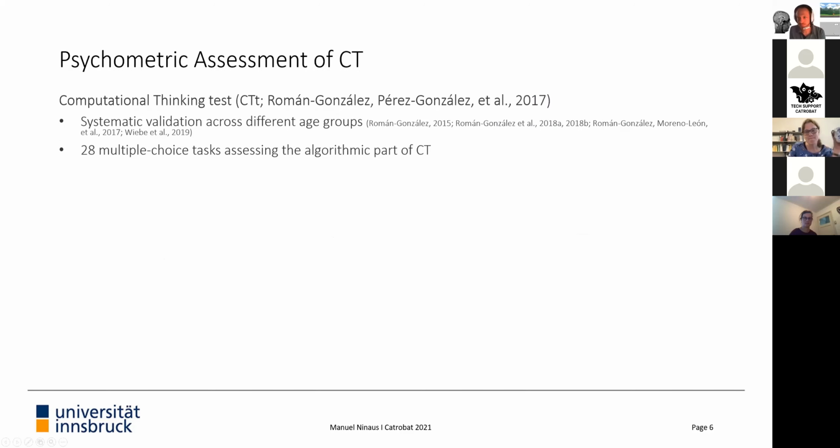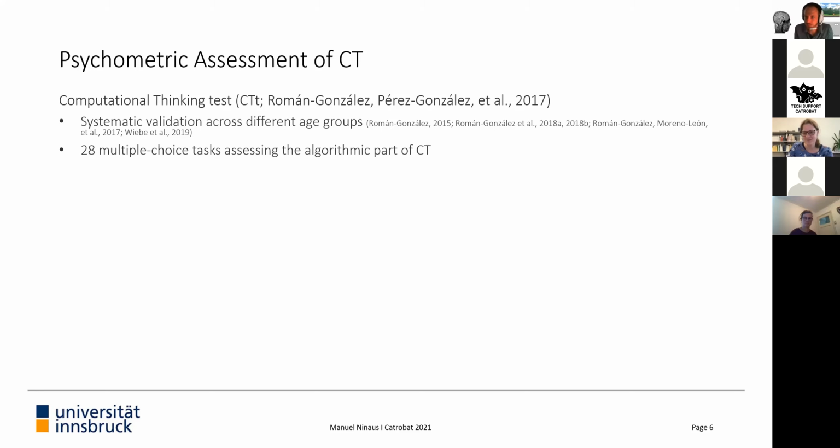But we also heard already today that many of these psychometric assessment approaches of CT are quite limited in their validation, either to a very limited sample size or to a lack of applying those tests across different age groups. At the time of this study, and to the best of our knowledge, the Computational Thinking Test, which we already heard a lot about today by Roman Gonzalez and colleagues, presents an exception to this and has been validated systematically in the last few years.